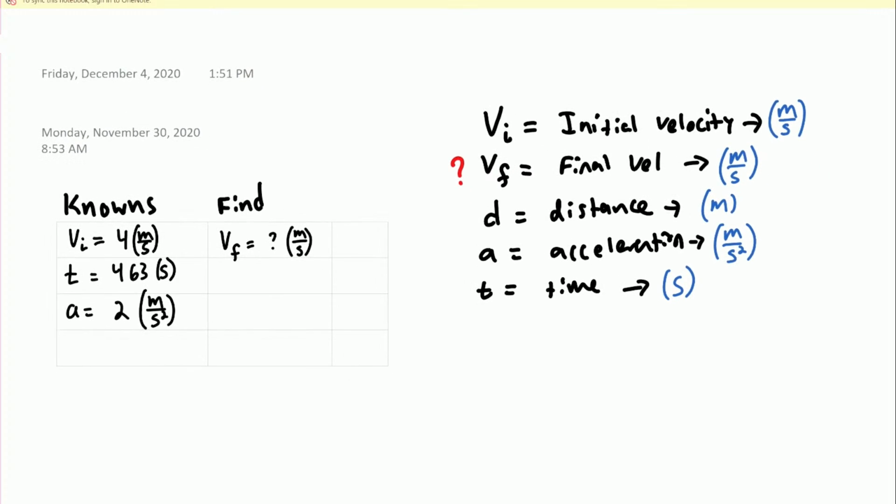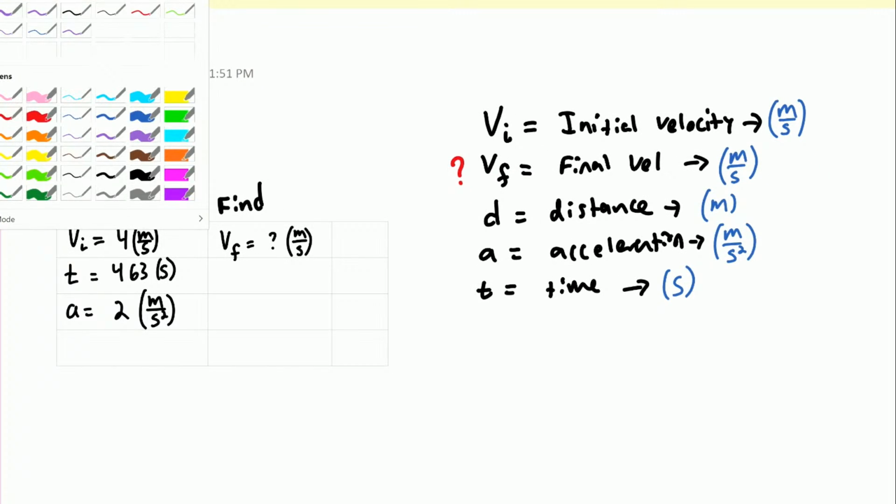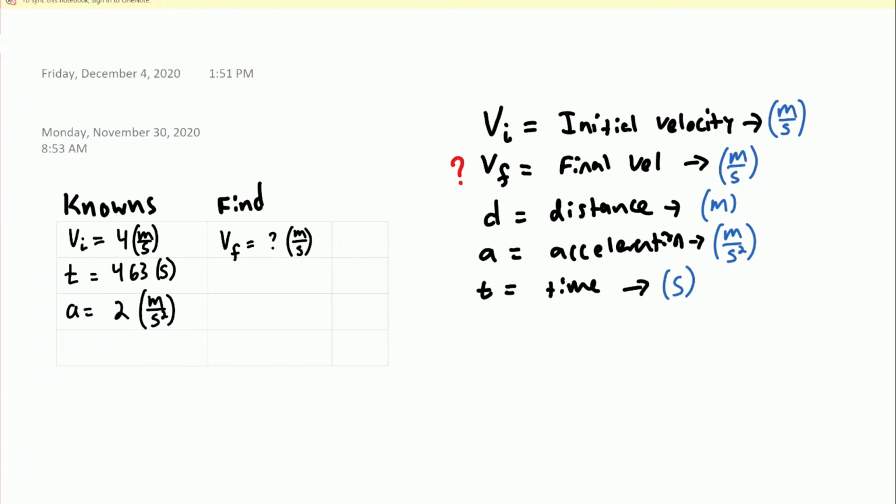So I'm hoping that's clear. Since I'm trying to find my final velocity, and I'm given initial velocity, time, and acceleration, I do not know anything about the distance. It doesn't mention anything about the distance in this problem. So any equation that has d in it, I cannot solve, because I don't have any value for d. Does that make sense?